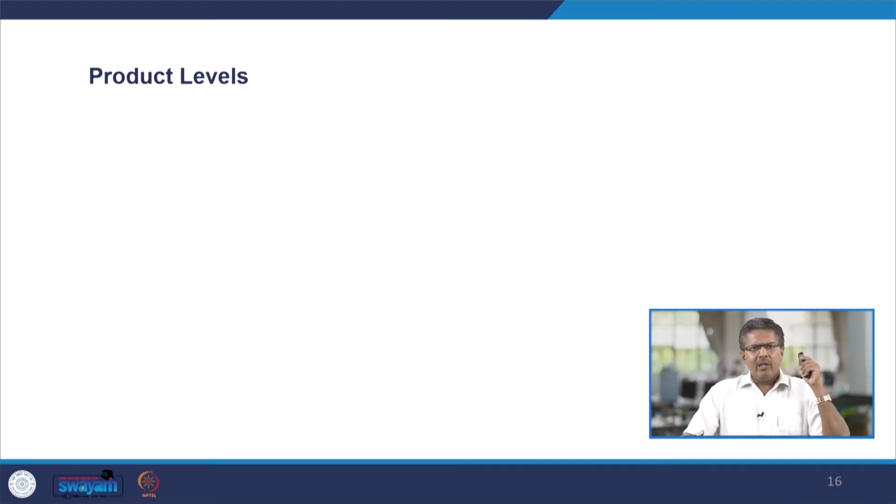Now, coming from here, we will try to see that when you talk about consumer products, you must have read about levels of a product. So, a product has certain levels, we say. Now, basically we say there are 5 levels of a product.